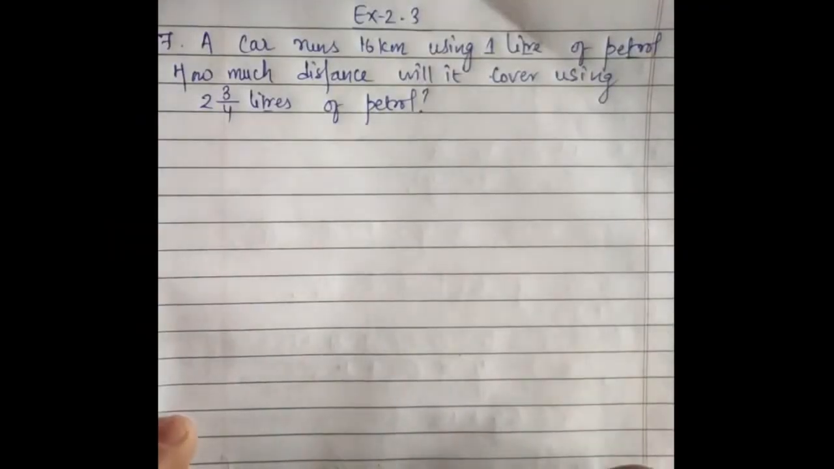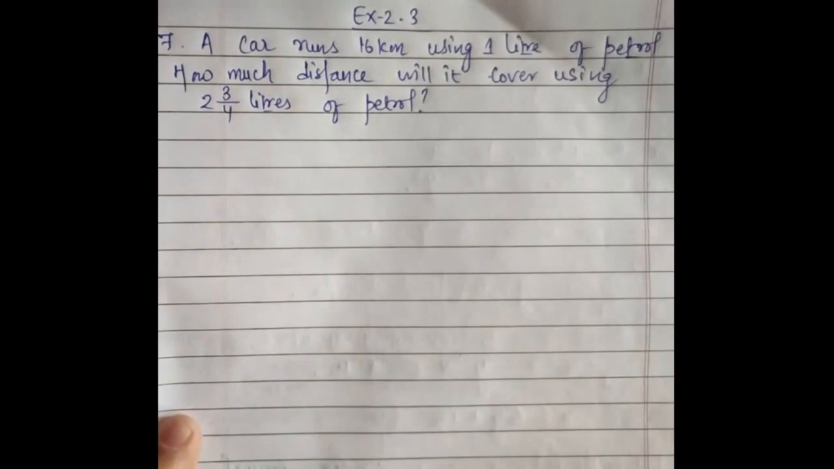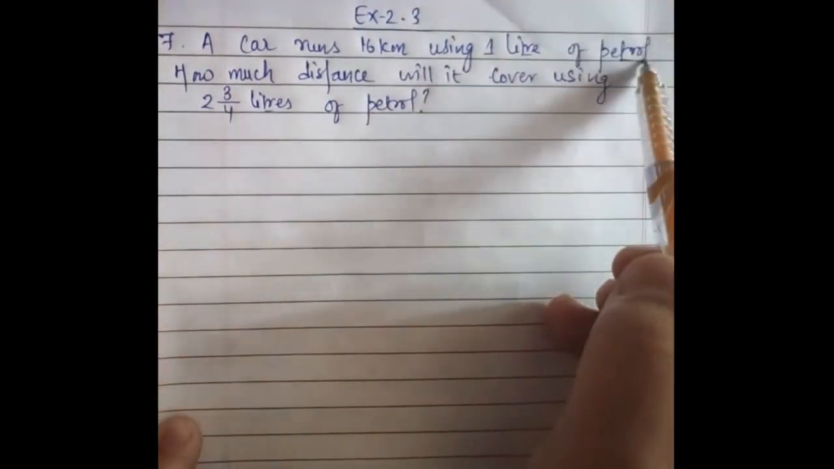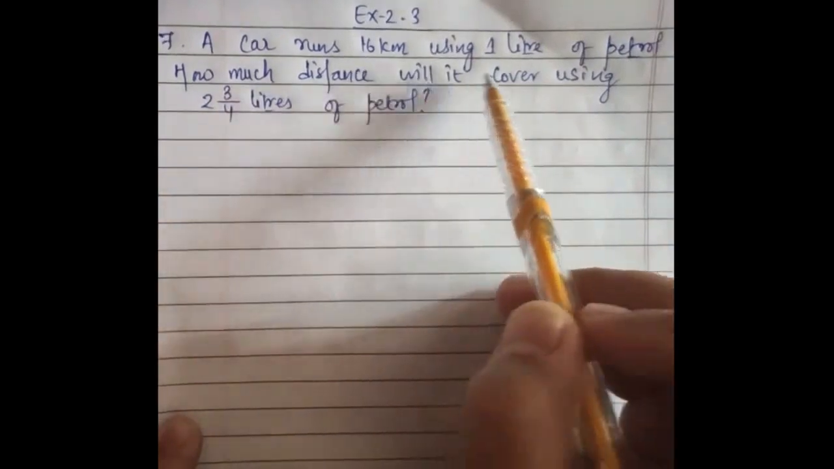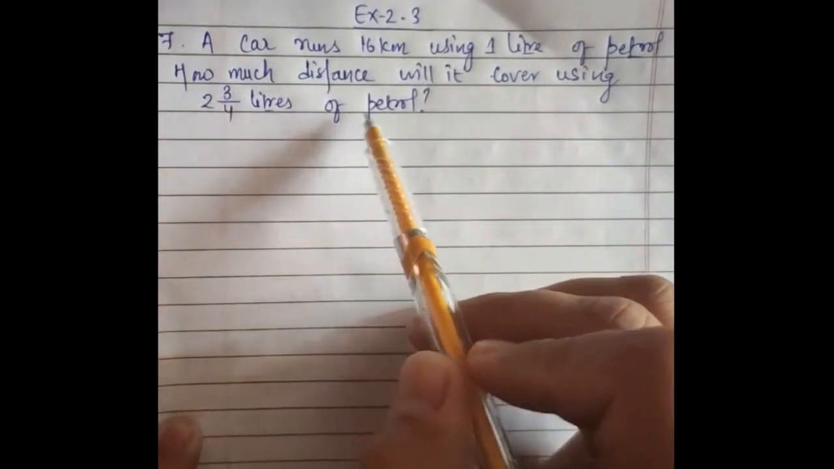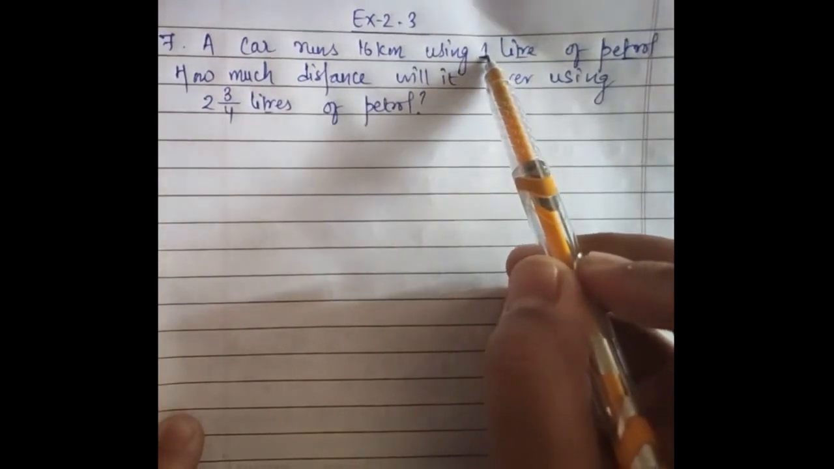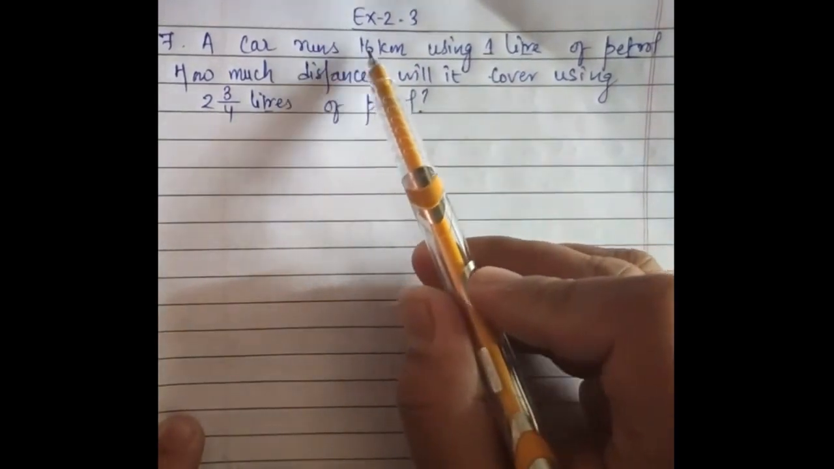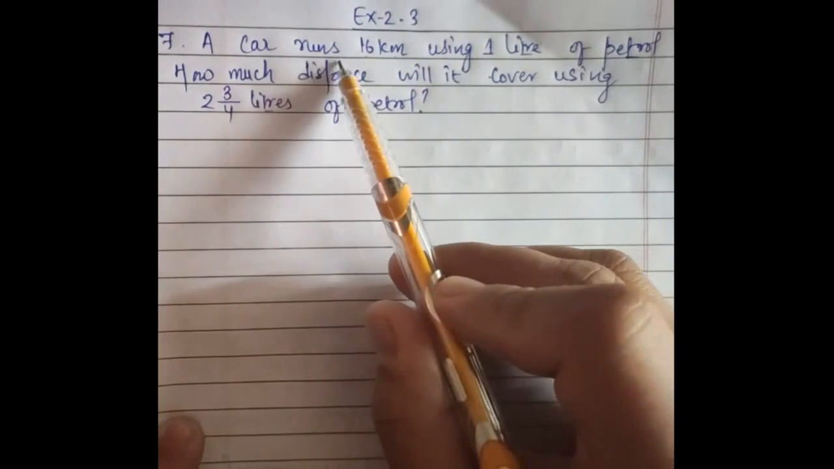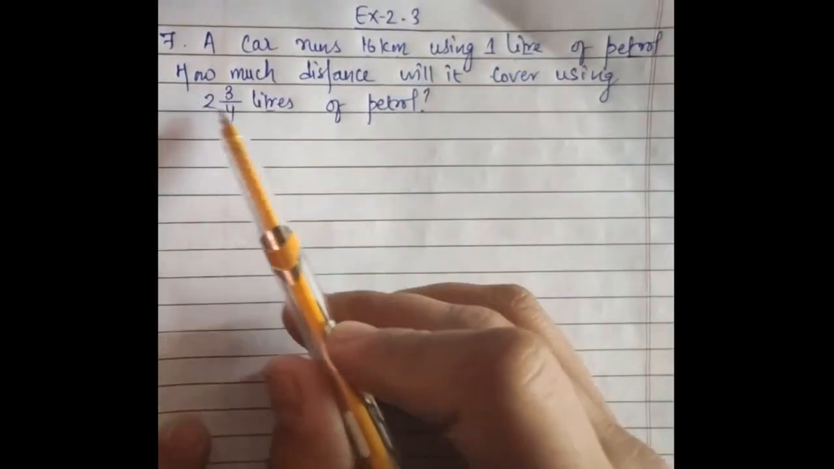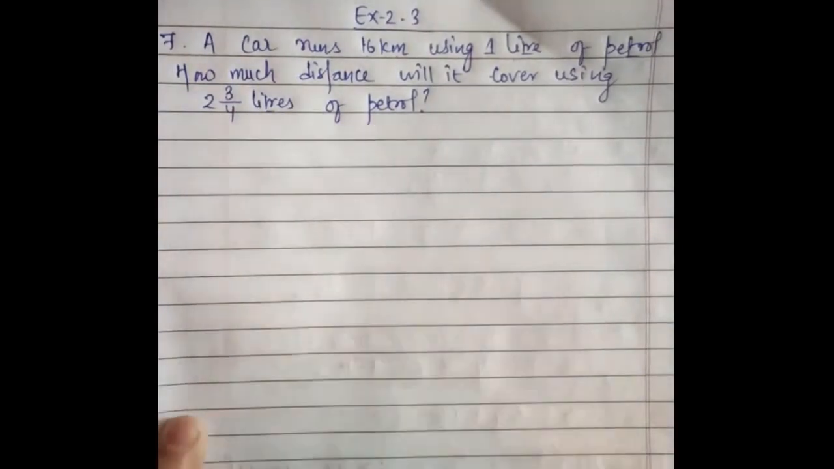Student, here we have the next question, that is question number 7. The question states that a car runs 16 km using 1 liter of petrol. How much distance will it cover using 2 whole 3/4 liters of petrol? So it runs 16 km using 1 liter. Using this much liter, how much distance it will cover, that you have to find.